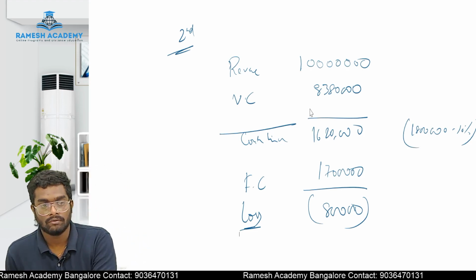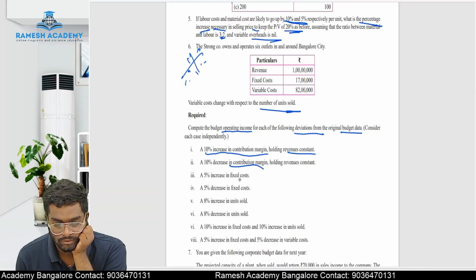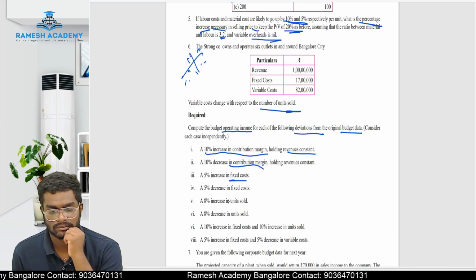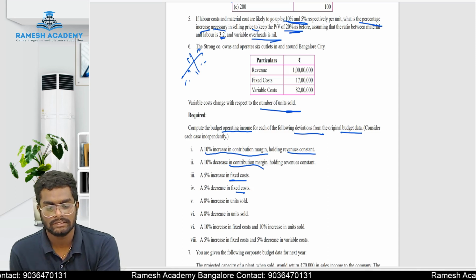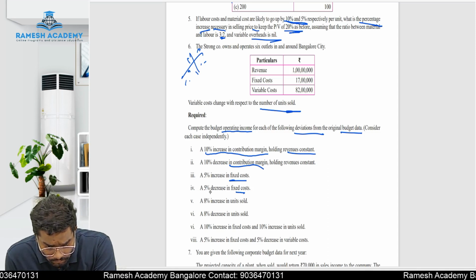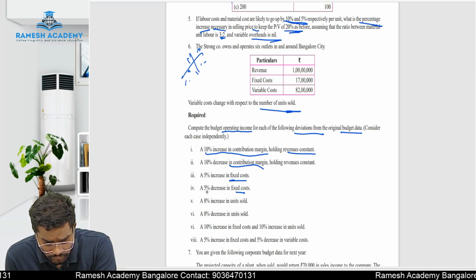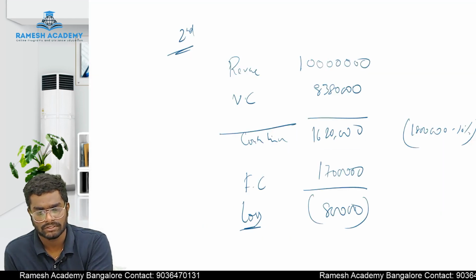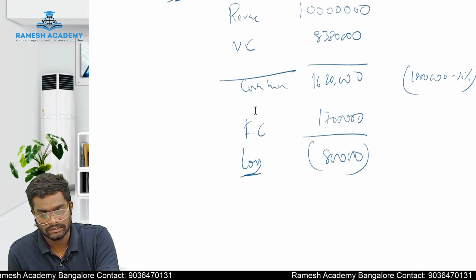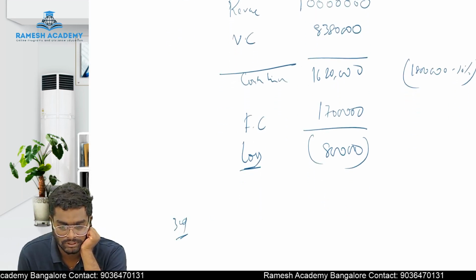Okay, now we'll go to the third scenario. What is the third scenario? Increase in 5% of fixed cost, and then we have the fourth scenario, 5% decrease in fixed cost. Simple. I'll do it together itself. So third and fourth is easy. Third.